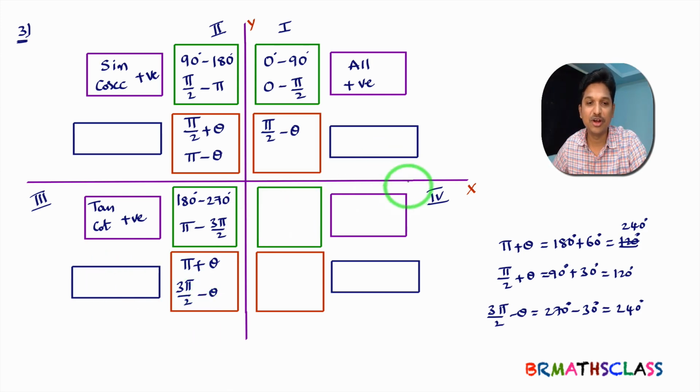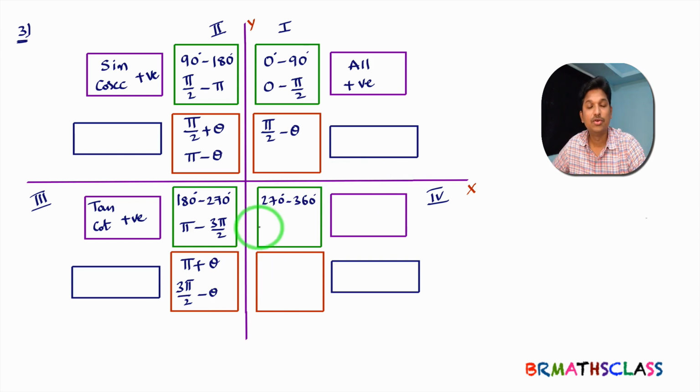Now, come to the fourth quadrant. What is the angle range of fourth quadrant? Angle range of fourth quadrant is 270 degrees to 360 degrees. Same thing if I write in radian measure, 3 pi by 2 means 270 degrees, 360 degrees means 2 pi radians. Now, when it comes to fourth quadrant, see here it's very simple. 3 pi by 2 plus theta. Here theta is acute angle. 3 pi by 2 plus theta lies in which quadrant? It lies in fourth quadrant.